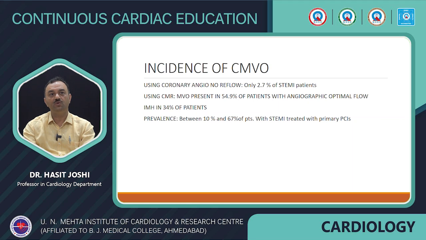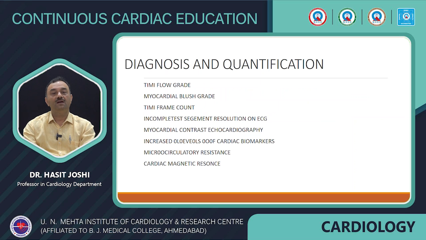However, when we use cardiac MRI as the gold standard, microvascular obstruction is present in about 54.9% of patients with angiographic optimal flow, of which IMH is present in 34 to 40% of patients. That is, irreversible damage is present in 34% of patients. So various trials have quoted the prevalence between 10 and 67% of patients with STEMI treated with primary PCI. So we'll go to diagnosis and quantification.